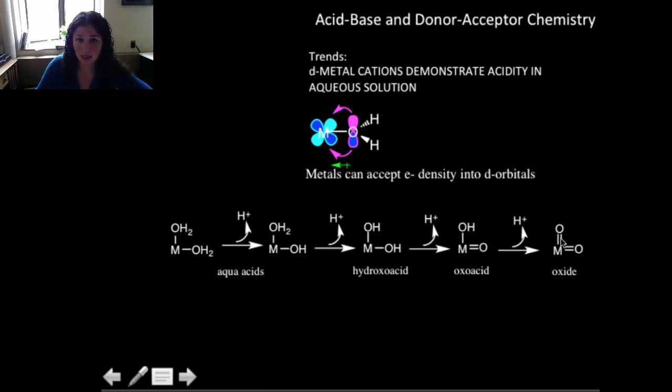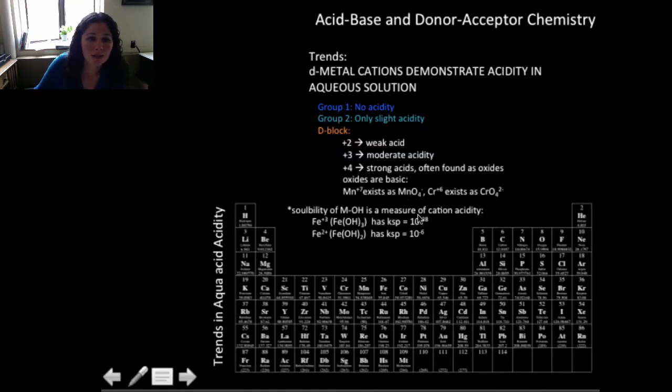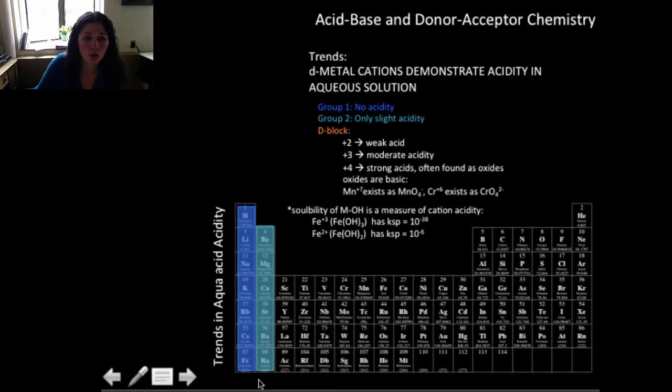So actually these kind of species, these oxides, can demonstrate basic properties going in the reverse direction here. Now let's talk about trends in the d metal cations, the aqua acids. In general, the alkali metals, group 1, demonstrate absolutely no acidity. Group 2, very, very weak acidity. They're not really considered acids.